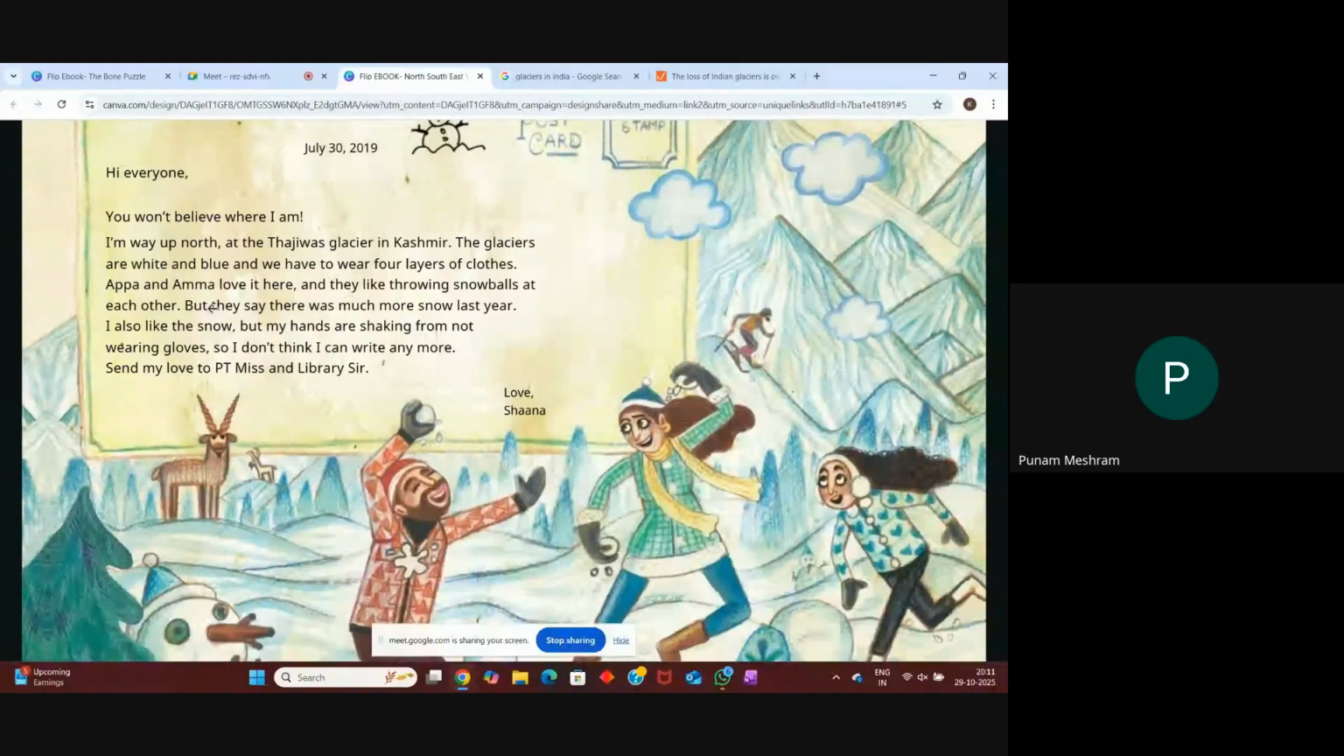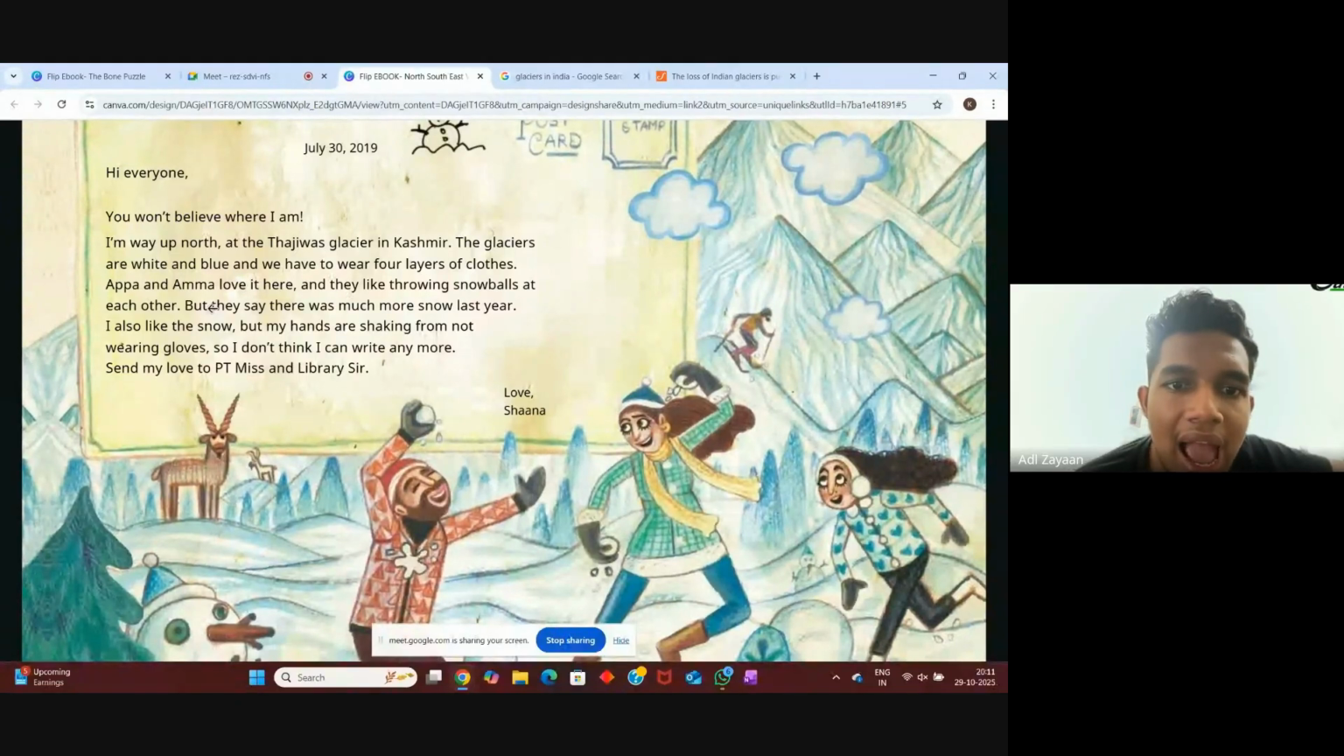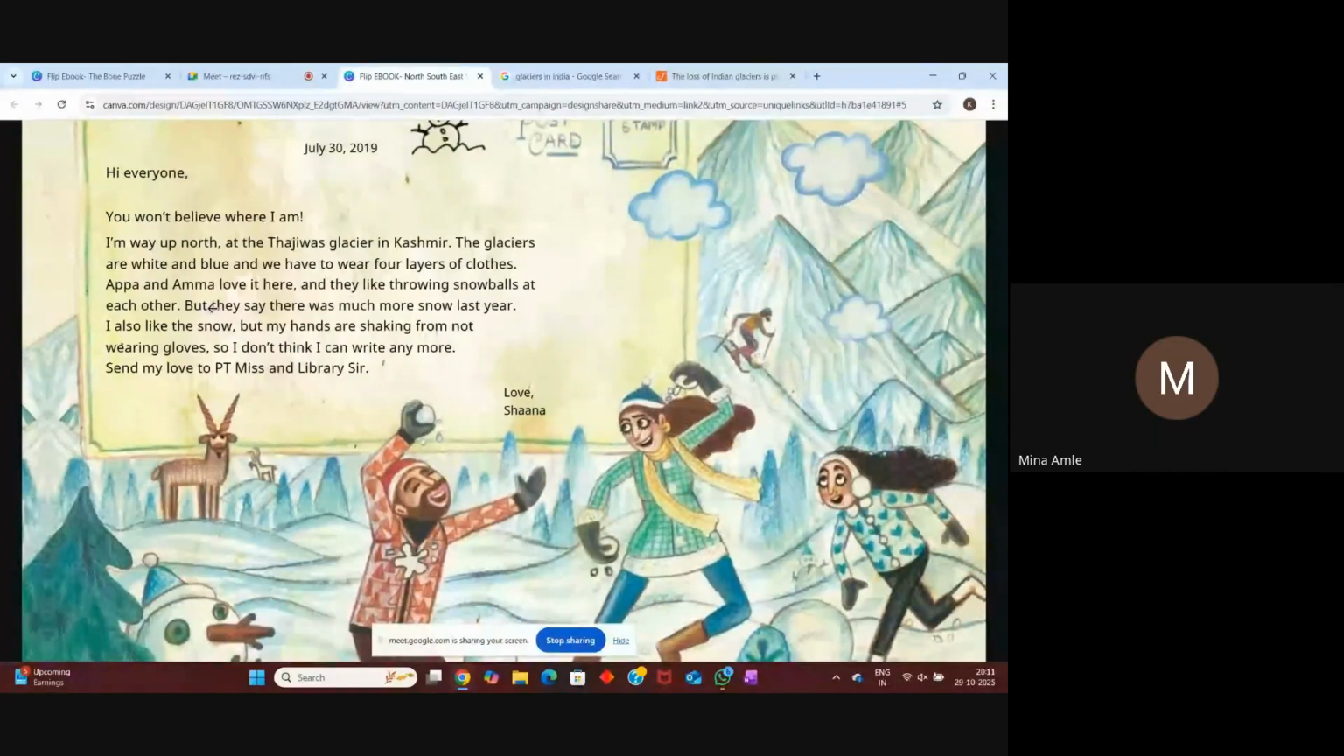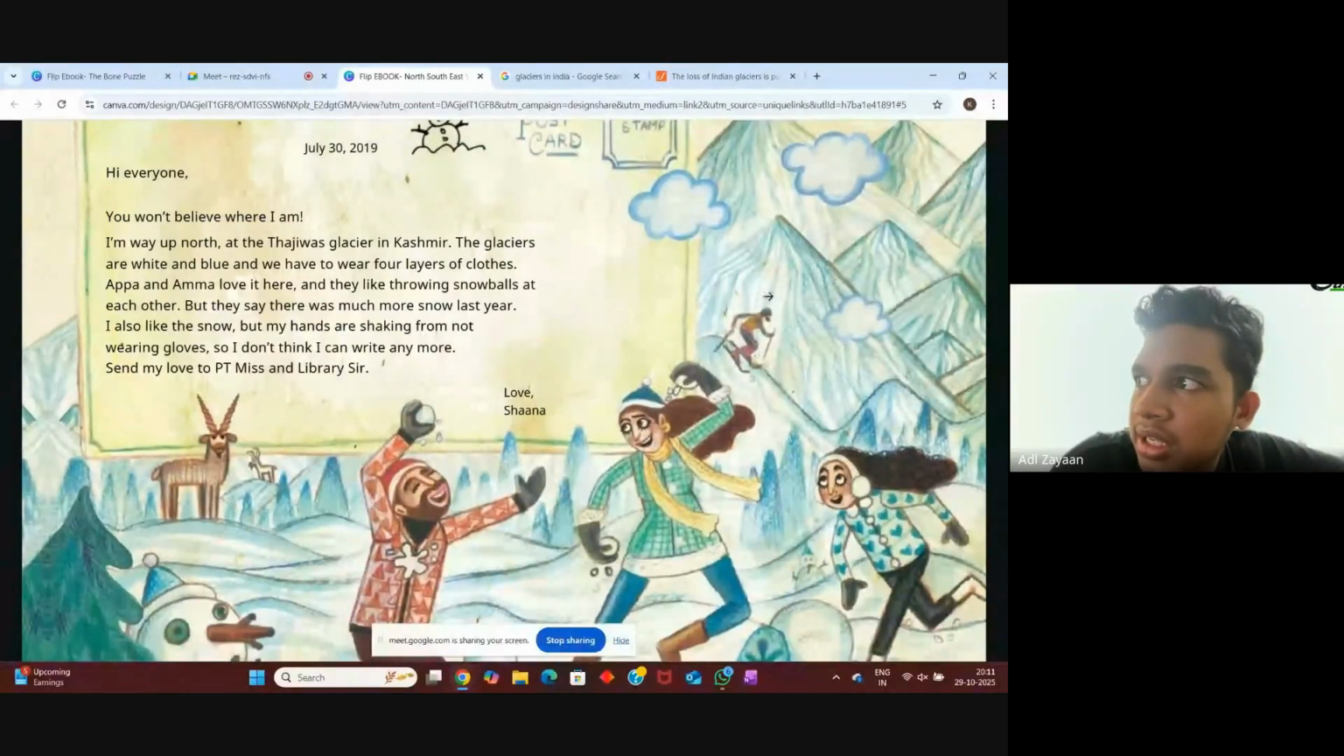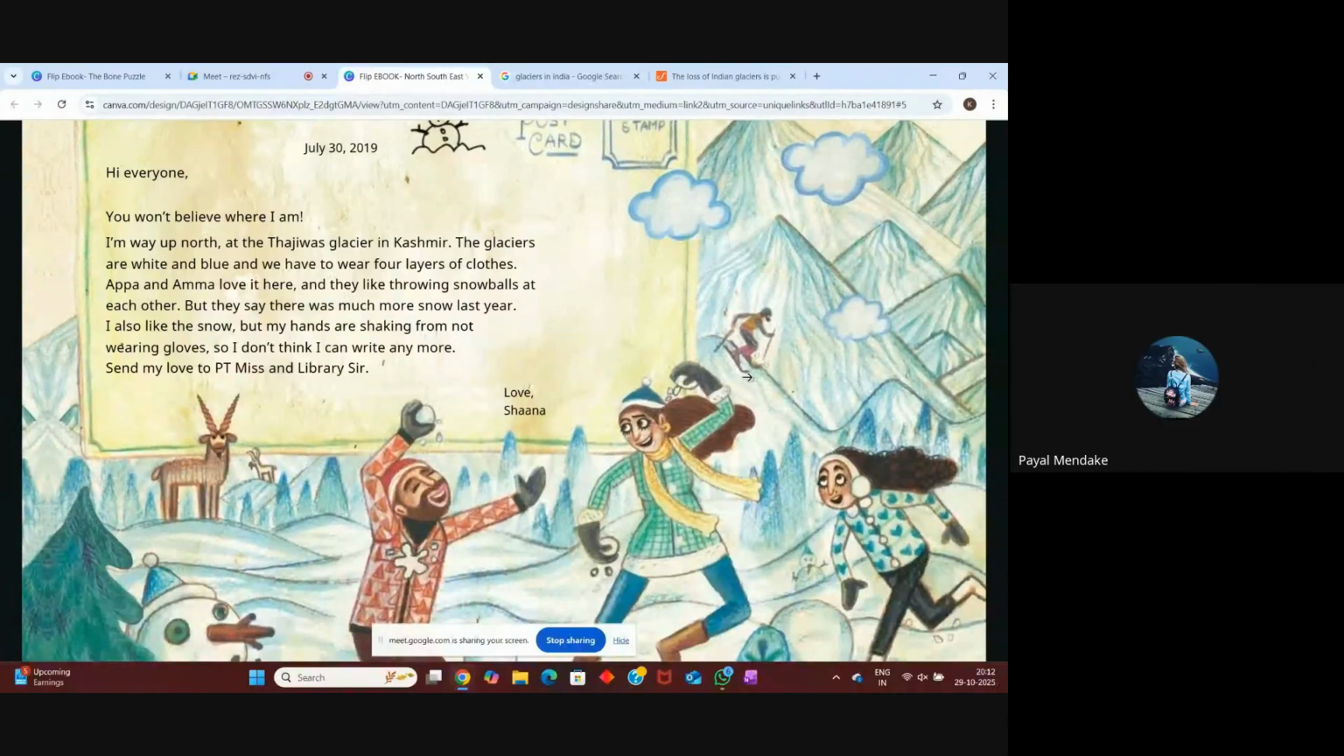Yes, sir. So as you can see in the figure, what all things can you see in the figure? People are enjoying. What do you call this sport? There is a guy who is doing something with two sticks. Yeah, that thing.